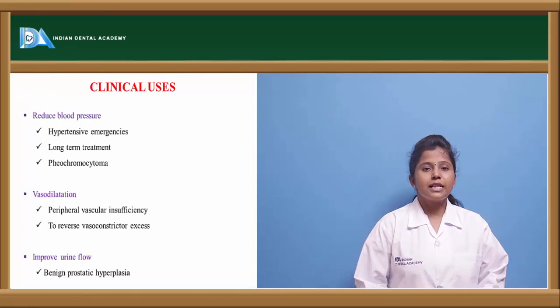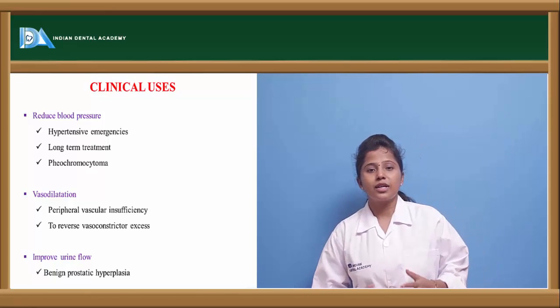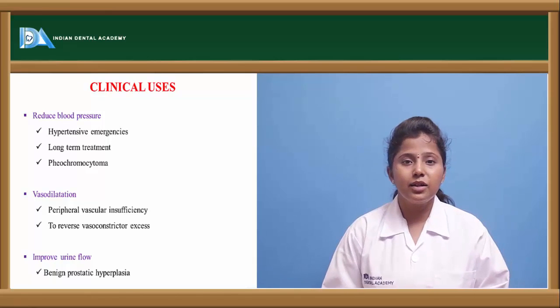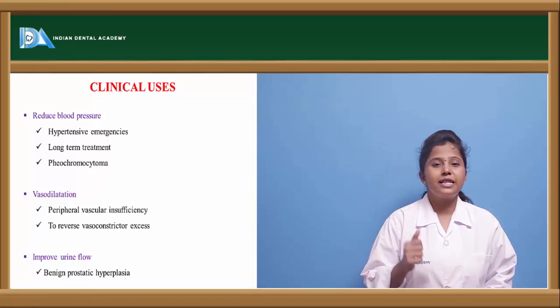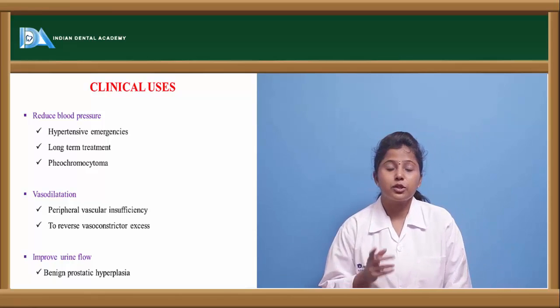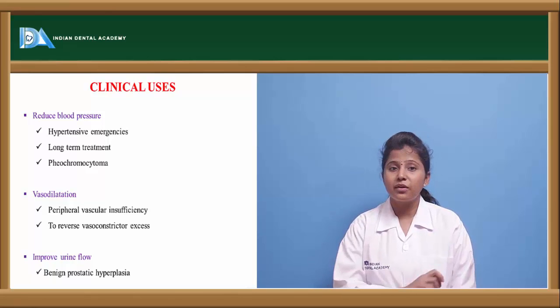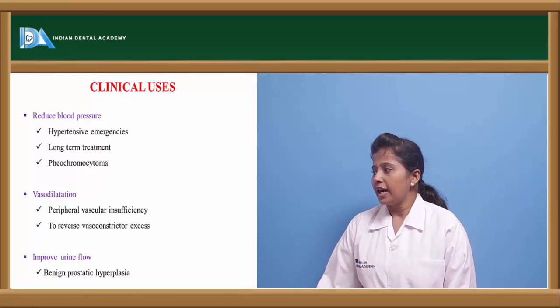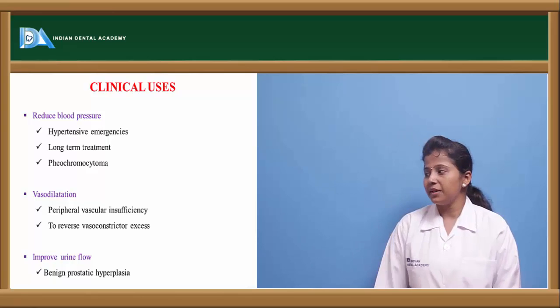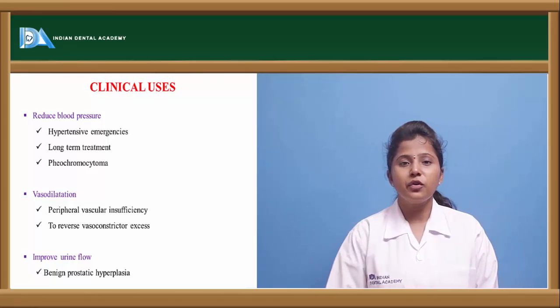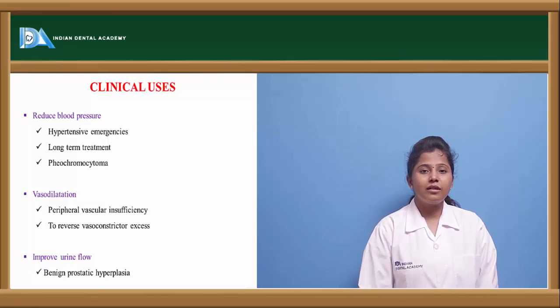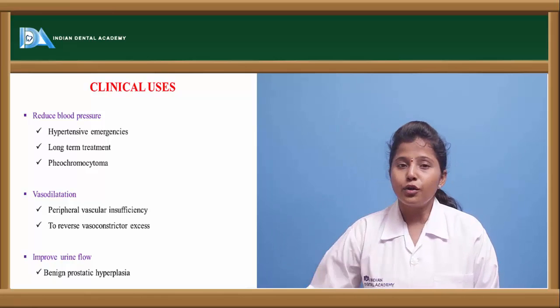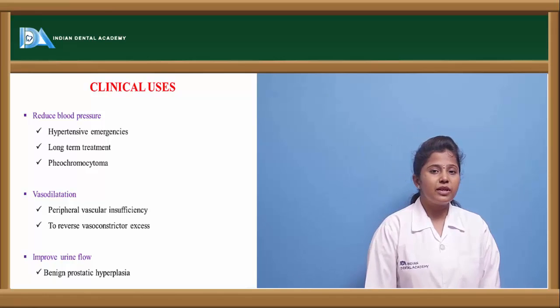What are the clinical uses? What are the generalized clinical uses of all these alpha receptor antagonists? Here they will aid in reducing blood pressure. Reduced blood pressure can be observed in various situations like hypertensive emergencies, long-term treatment, as well as pheochromocytoma. Pheochromocytoma is a condition where there is a tumor of the adrenal gland, which is present on the kidney. So in all these conditions the blood pressure will be altered.